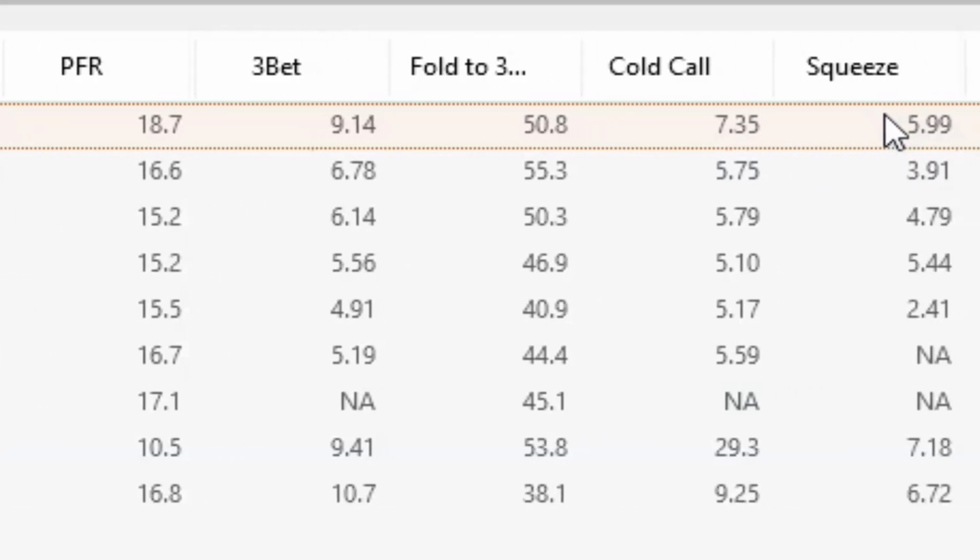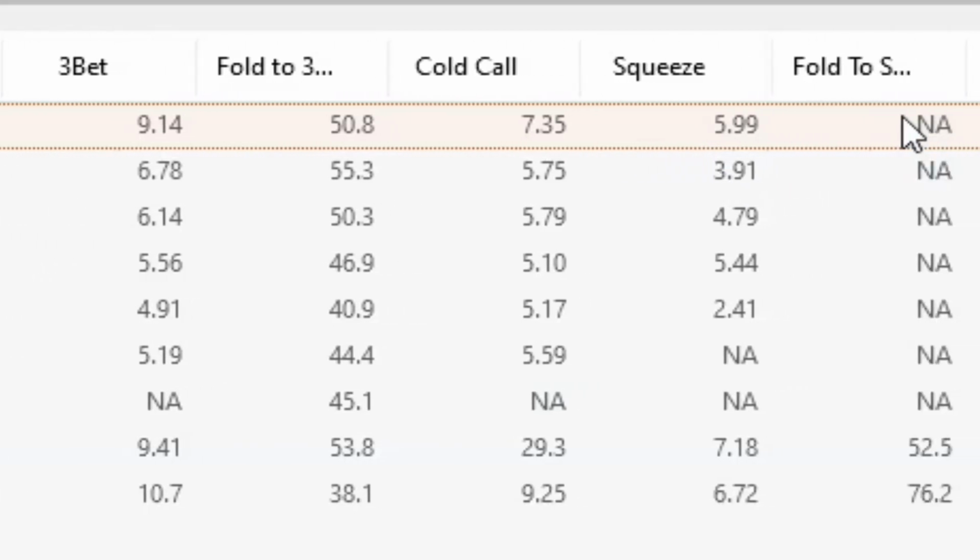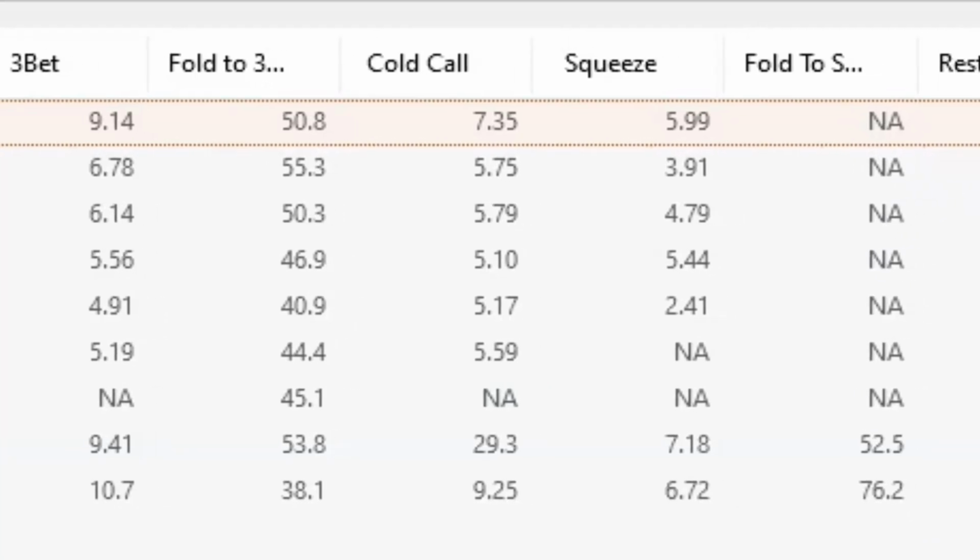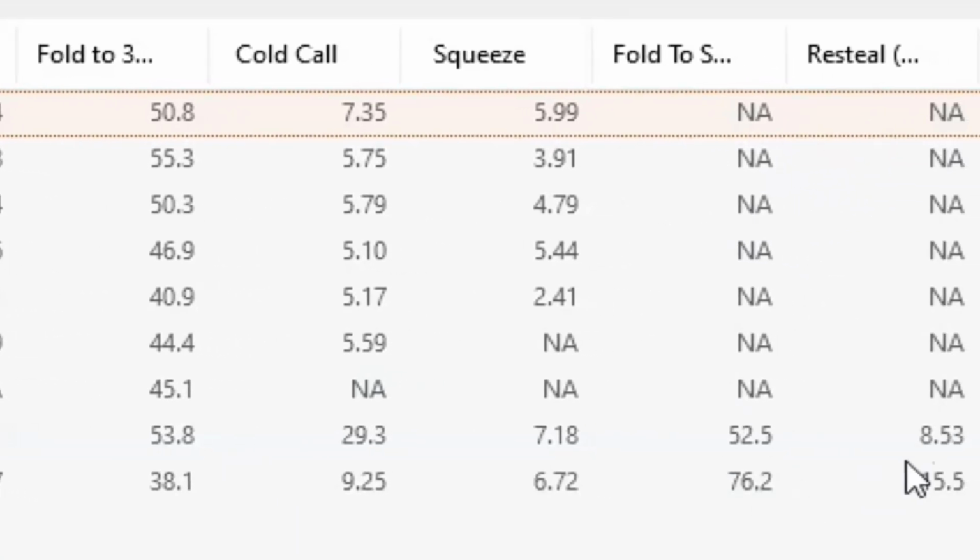Squeeze statistic is basically someone raised, someone else called. How often are we raising? So there's at least 2 people in the pot already. The next one is folds to steal. Pretty much applies only to the big blinds, right? The big blind facing a steal, meaning facing a raise from the cutoff, button or small blind, and folds to steal in a small blind means facing a raise from the cutoff or button. How often do we fold the small blind? Re-steal, same spot. It's just not folding, but 3-betting. And this concludes basically all my pre-flop stats.